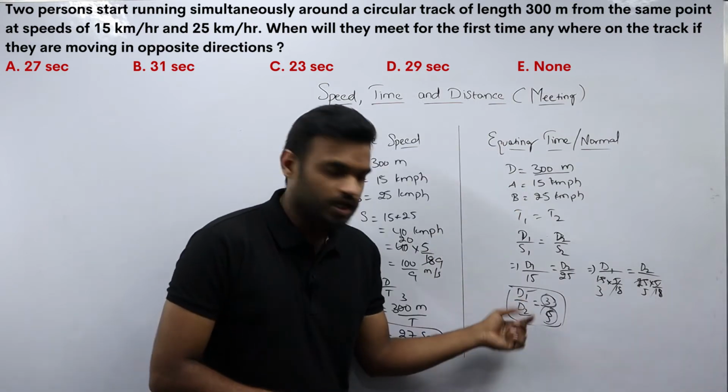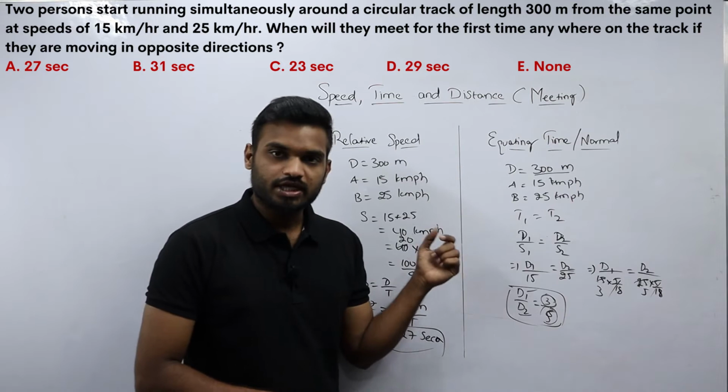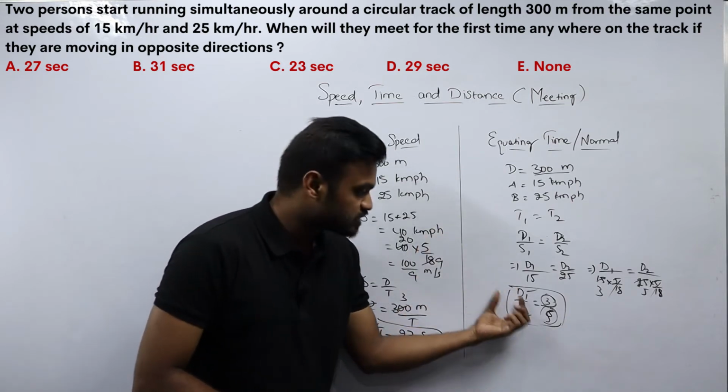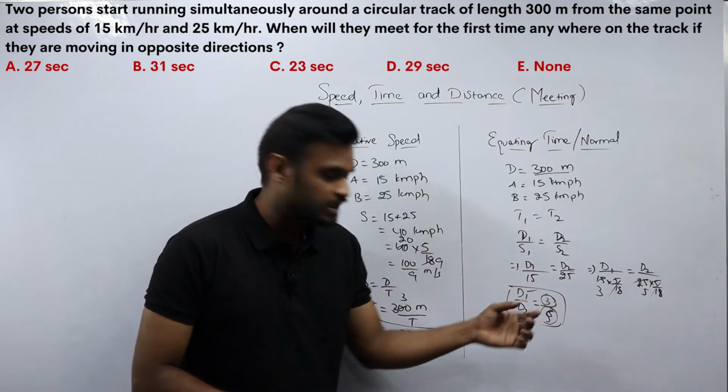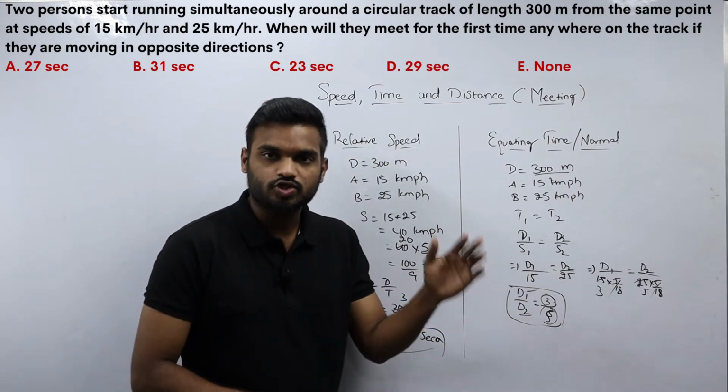Now we have got D1 by D2 equal to 3 by 5. That means both persons will meet together when the first person completes 3 parts of the total distance and the second person travels 5 parts of the total distance.